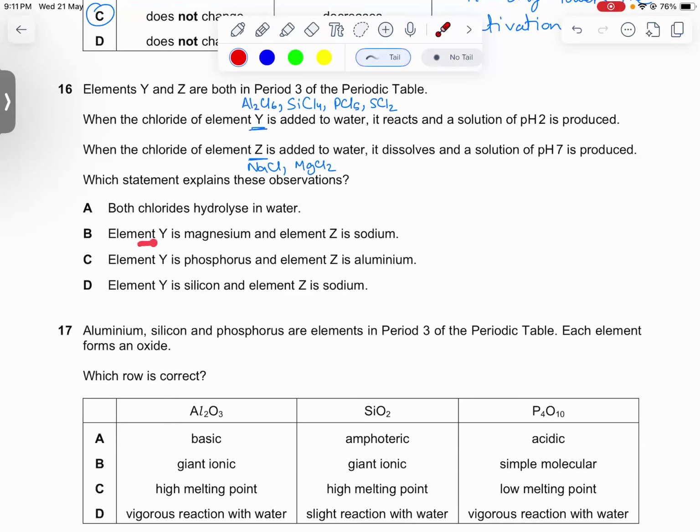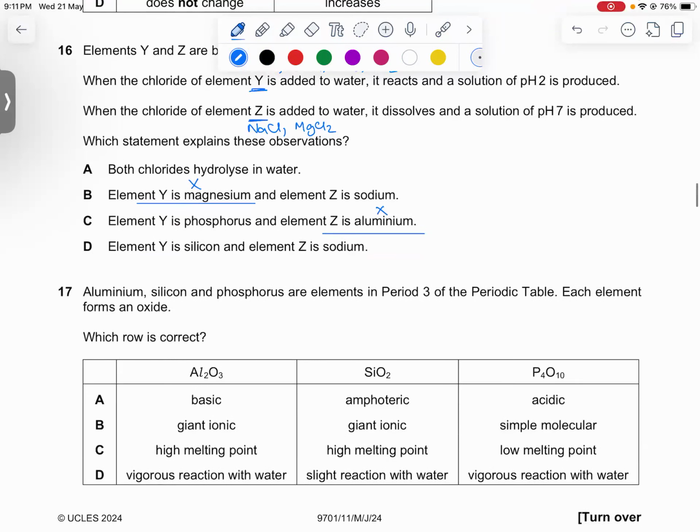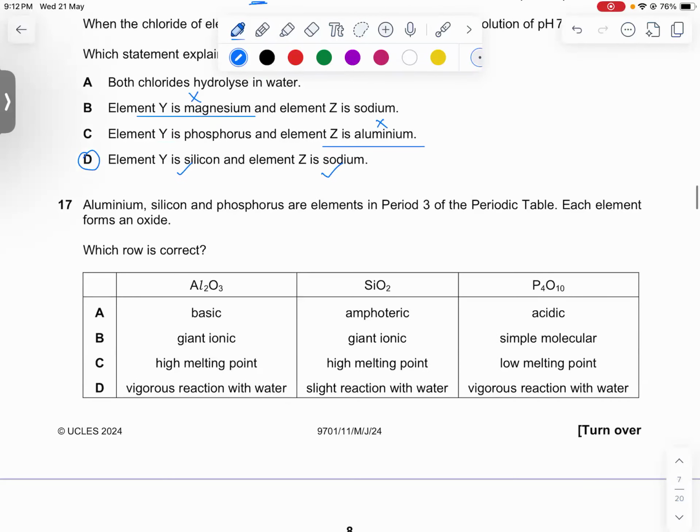All right. Next thing, element Y is magnesium and element Z is sodium. Y cannot be magnesium because it is giving acidic pH, right? Element Y is phosphorus and Z is aluminum. Z cannot be aluminum because aluminum gives acidic pH. Z is giving neutral pH. Element Y is silicon. That is true. Element Z is sodium. That is also correct. So D is the correct answer.